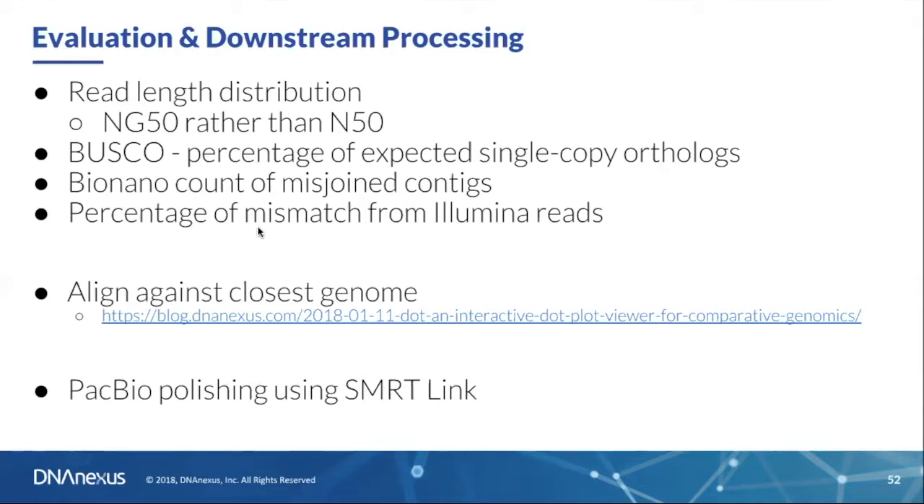Finally, if you're concerned about the base-level error rate, then you can try to use Illumina data mapped to your assembled genome and estimate the mismatch percentage as well. You can do more experimentation with your assembled genome as well. For example, you can try to align your assembled genome to the closest related species genome. I recommend this tool developed by Maria Nattestad from our company. This is the interactive plot. It is open source, so I highly recommend you visit it afterward.